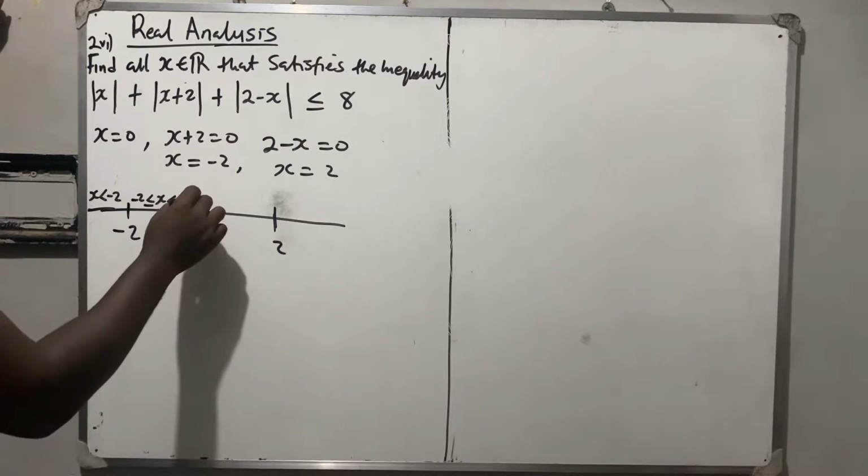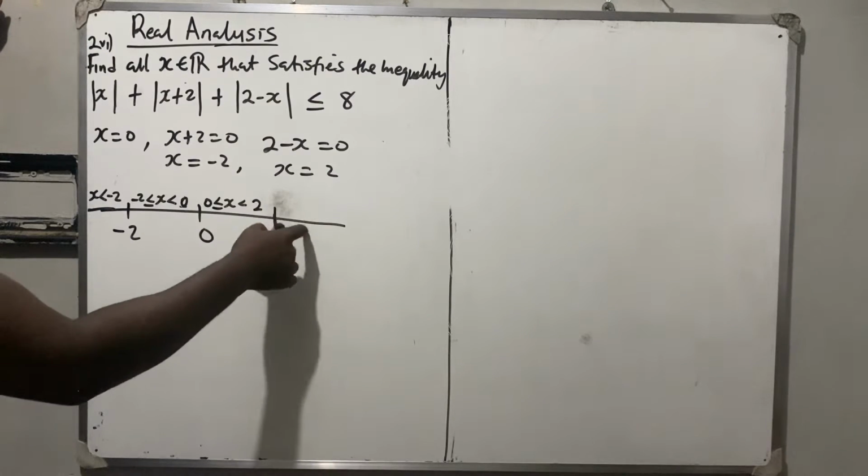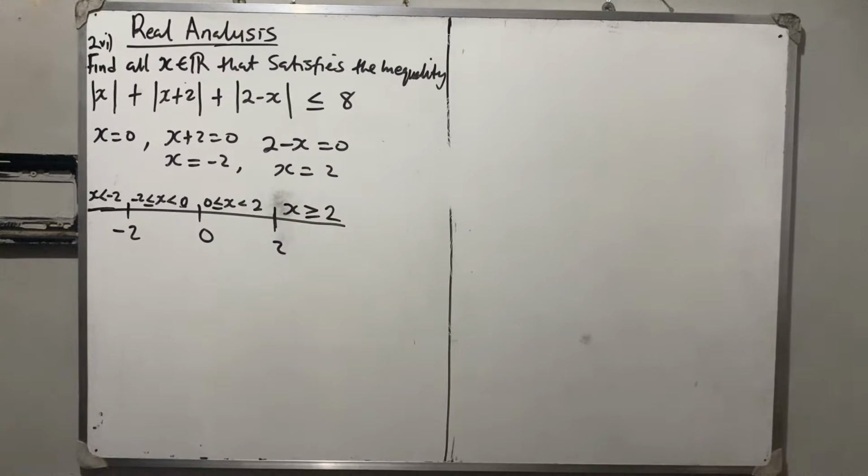Here, 0 is less than or equal to x, which is less than 2. And here, x is greater than or equal to 2. So that is how to partition them. So we are going to have 4 cases to solve this.